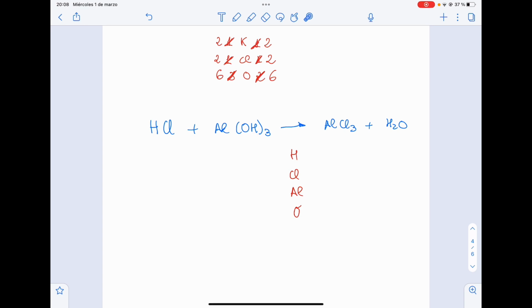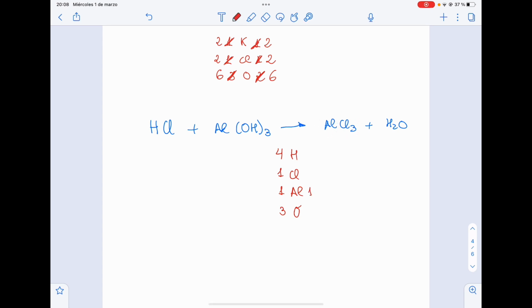So in total, how many hydrogens do I have? 3 in here and 1 in here. So I have 4 hydrogens in the left side. And I have 1 chlorine, 1 aluminium, and 3 oxygens. Okay, so let's count how many I have in the products. So in the products, I have 1 aluminium, 3 chlorums, 2 hydrogens, and 1 oxygen. Remember that if I don't have any number in here, it means that I have only 1 oxygen, 2 hydrogens, 3 chlorums, and 1 aluminium.